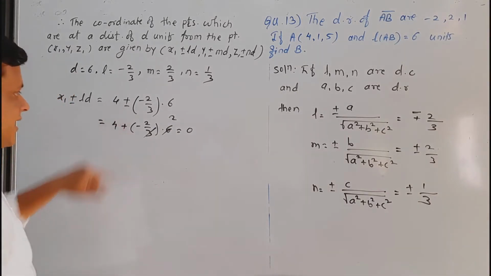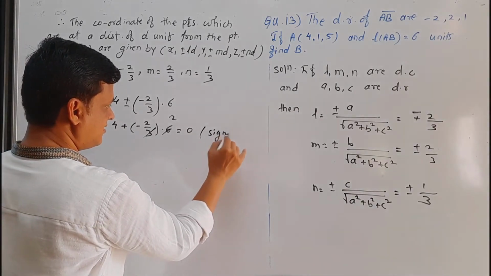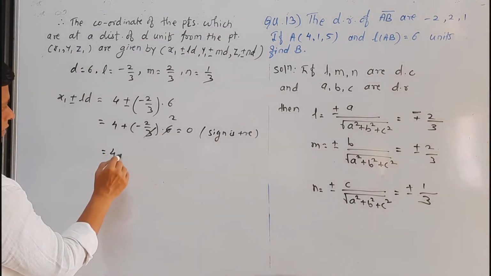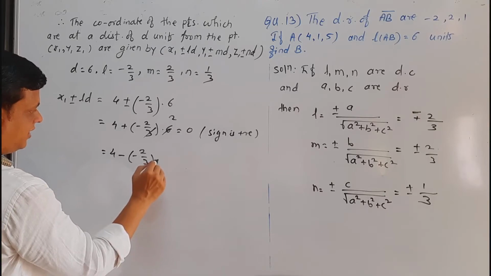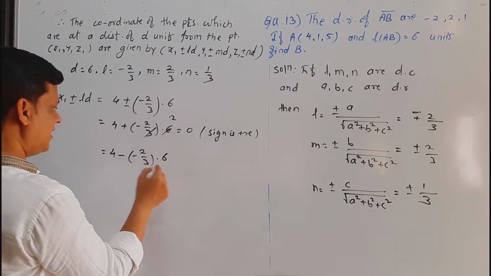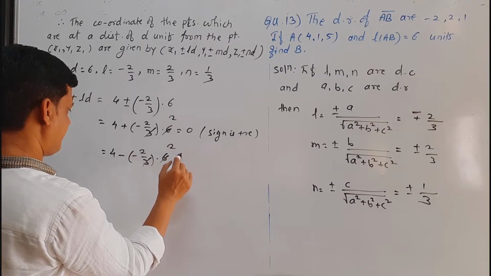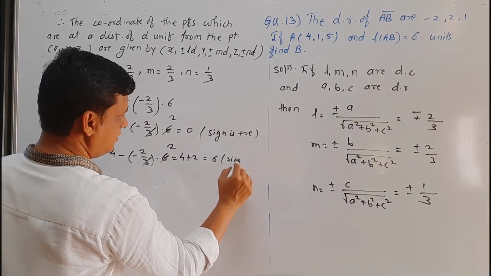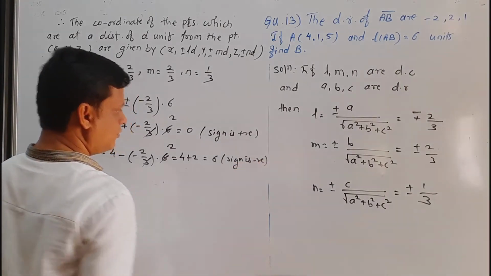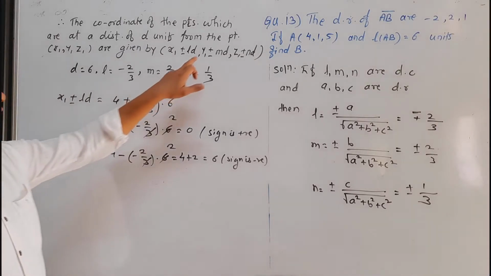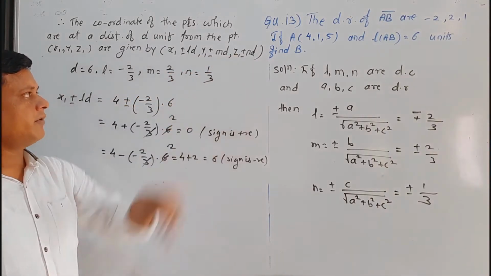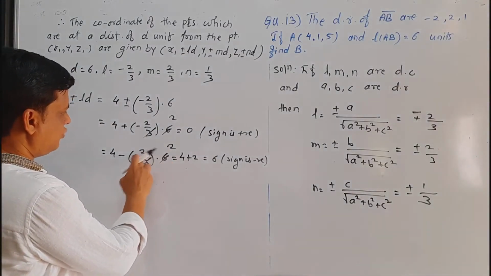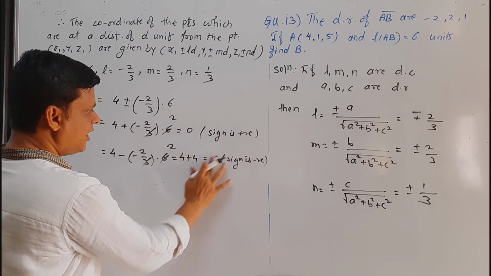When we consider the minus sign, we get 4 minus in bracket minus 2 by 3 into 6. So minus minus gets plus. So we write here 4 plus 4, which is equal to 8 when the sign is negative. So in the same way we find the value of y1 plus or minus md, z1 plus or minus nd.